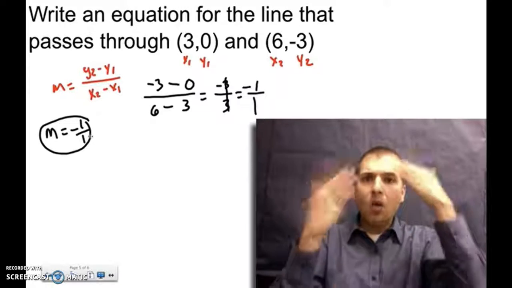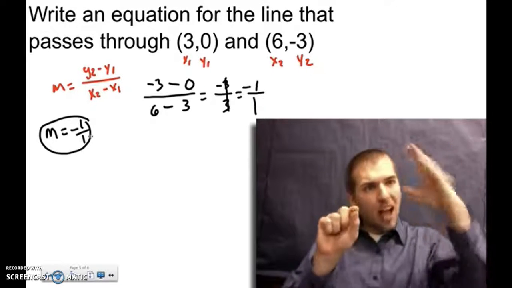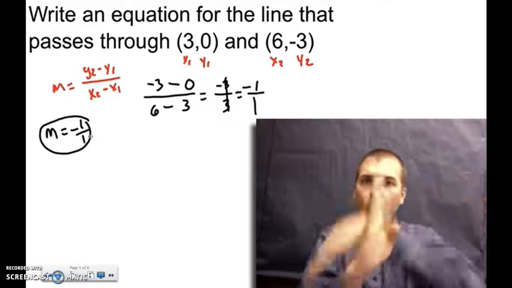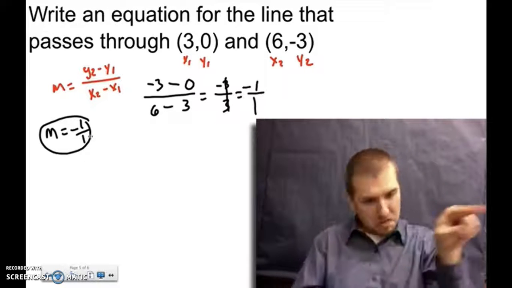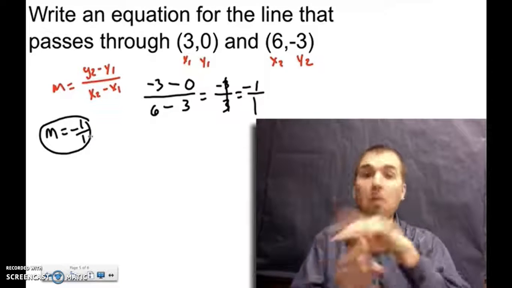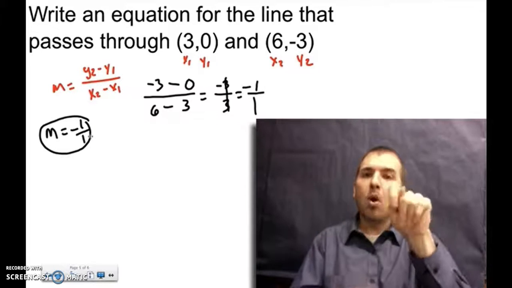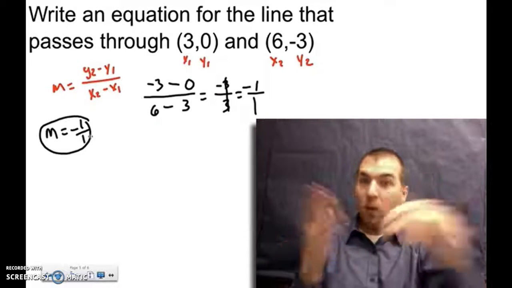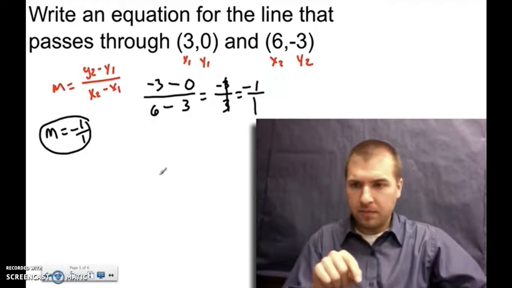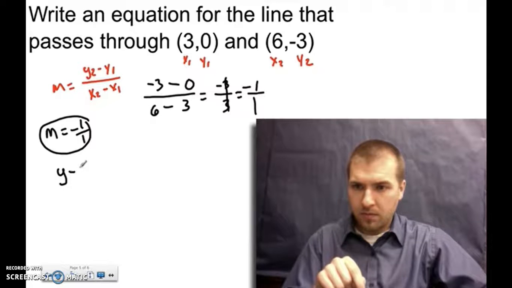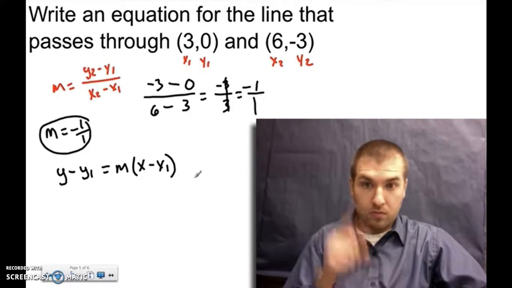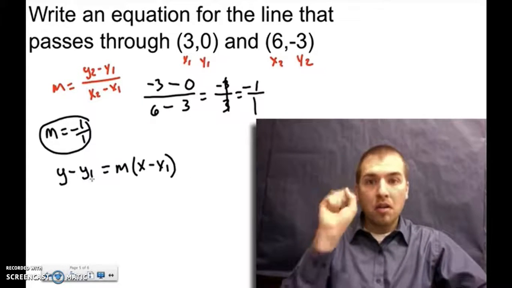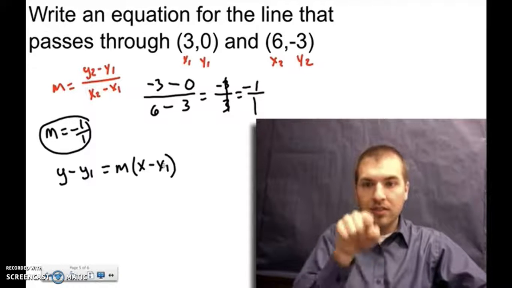So now what do we do? We don't really know where the line crosses the y-axis. So we could draw a graph and see exactly where it's crossing. Or we could use the other equation. Let's draw it out. The y minus y1 equals m times x minus x1. Okay? So y1 we can put in right there. We have it.